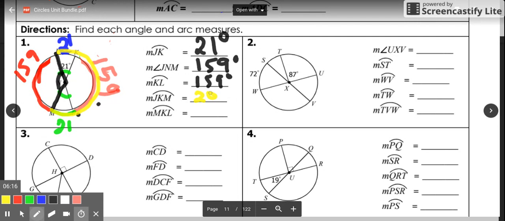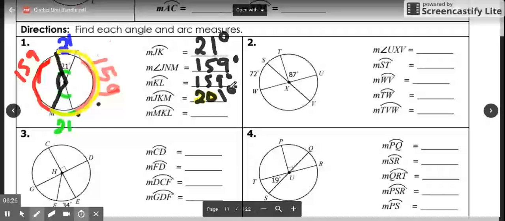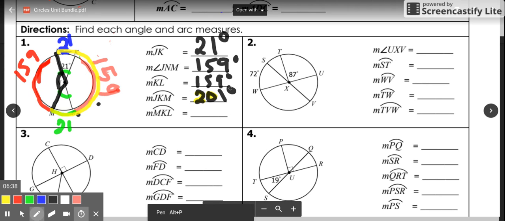Oh, y'all can't see that. Hold on. I'll get 201. So let's talk about what I added together again. I added the blue 21, the peach 159, and the green 21 all together to get that. Now we need to go ahead and we need to get the measure of major arc MKL. And so we're going to trace that one out and see what it looks like.